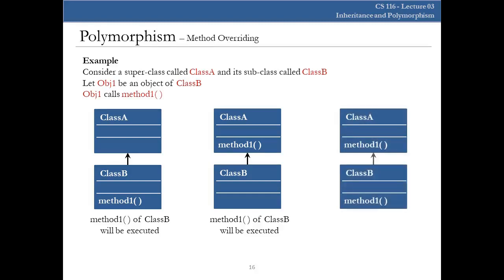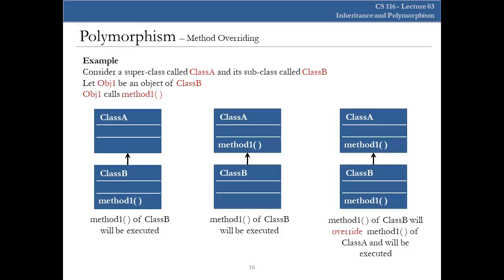Now this is the third case. In this case, we are defining the same method in both the classes. So as per our rule, when obj1 calls method1, which method will be called? Obviously that of class B, because your machine will start searching for this particular method in class B first, because obj1 belongs to class B, right? And since it finds it there, method1 of class B will be executed, right?